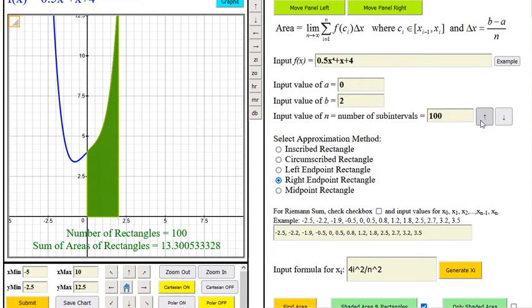With 100 rectangles, we got about 13.3. So let's do one more. Let's fill it up with 1,000 rectangles. And for 1,000 rectangles, we got 13.21 for the area of the shaded region. And now let's fill it up with an infinite number of rectangles and see what we get for the exact answer of the shaded region.